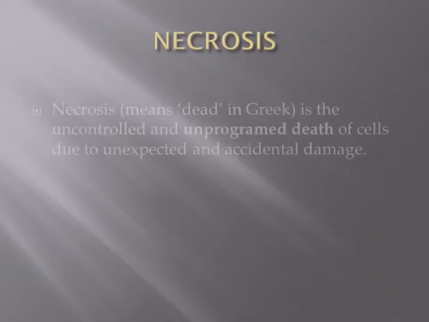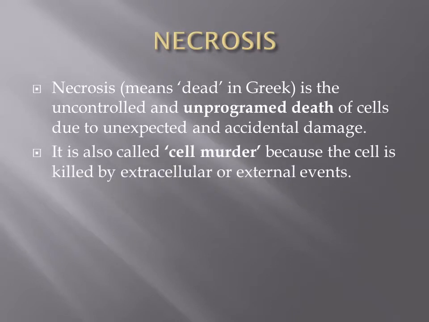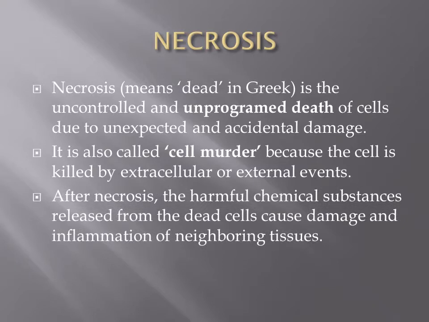Necrosis. Necrosis means death in Greek. It is uncontrolled and unprogrammed death of the cell due to unexpected and accidental damage. It is also called cell murder because the cell is killed by extracellular or external events. After necrosis, the harmful chemical substances released from the dead cell cause damage and inflammation of neighboring tissues.